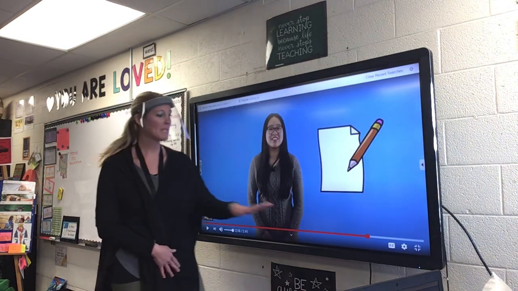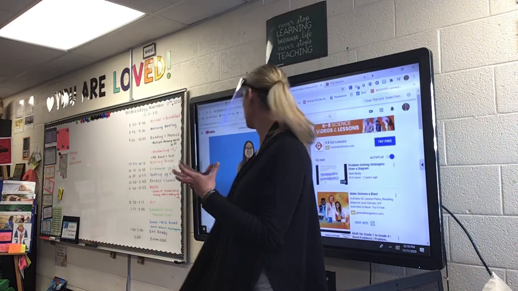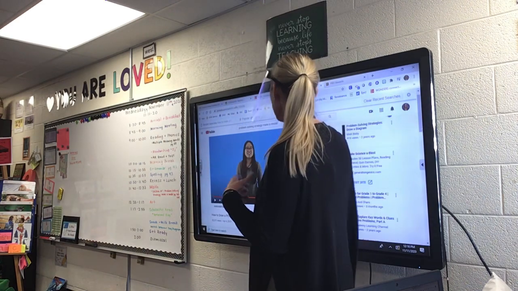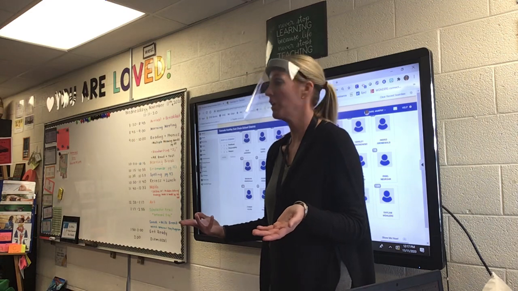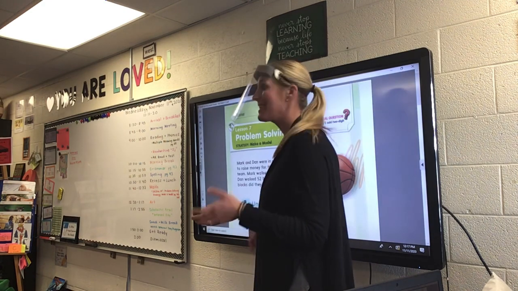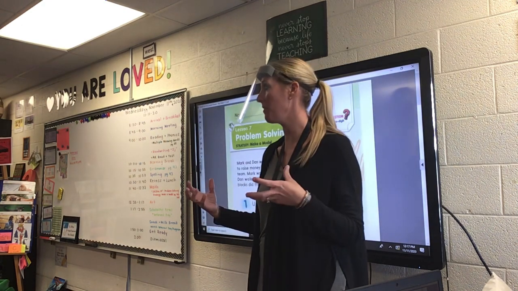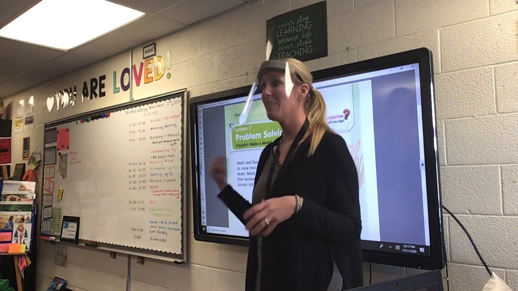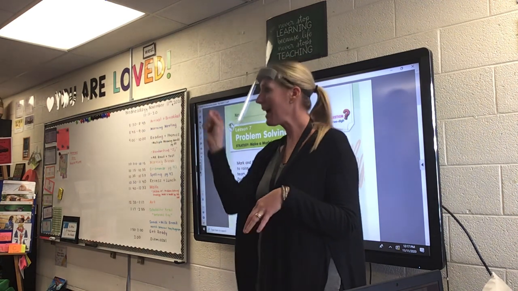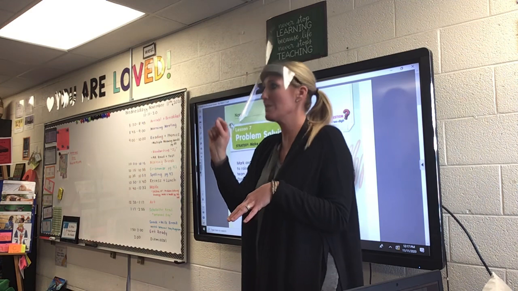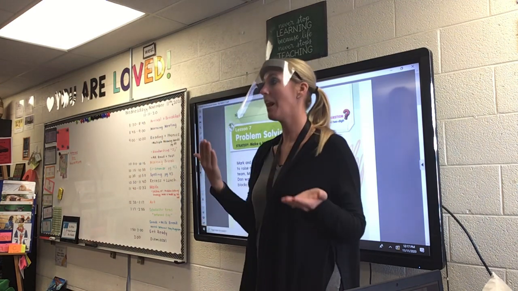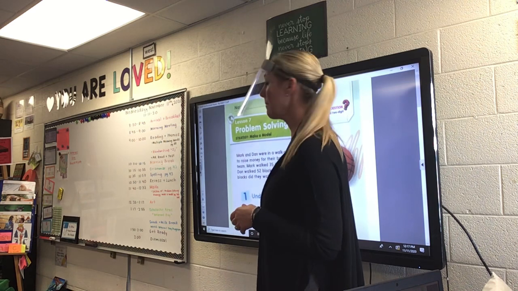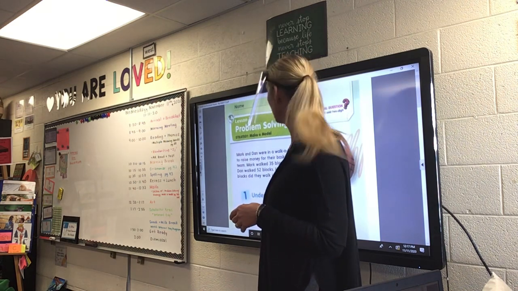Okay, so sometimes we can actually use objects, like real models. But sometimes we don't have them, so we have to draw a picture. Now, when we're drawing a picture, does it have to be a perfect example of what it is? No. Like the pencils, we're not going to take the time to draw little pencils in math. We're just going to make a line, and that can represent a pencil. Okay, so put your name on the top of this, please.